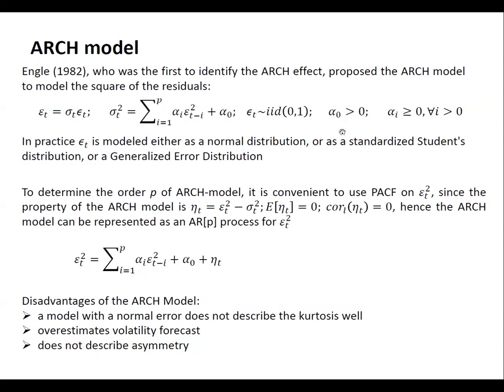It is necessary to impose restrictions on this model since our variance cannot be negative. Respectively, the restrictions should be that alpha 0 is greater than 0, and alpha i is greater than or equal to 0 for all i.